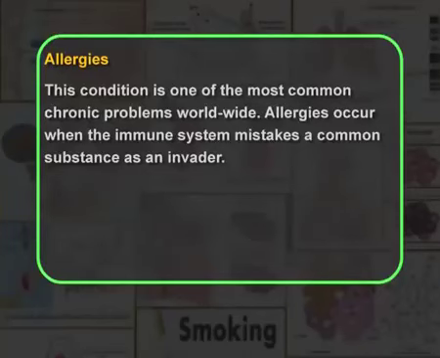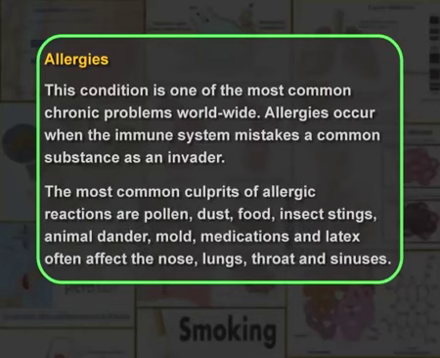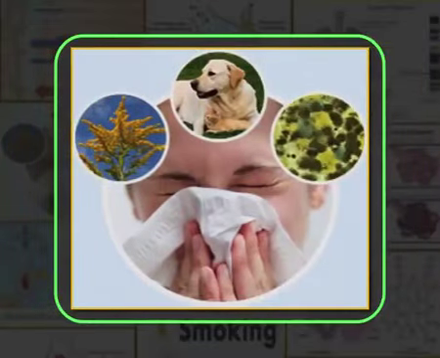Another disease is allergies. This condition is one of the most common chronic problems worldwide. Allergies occur when the immune system mistakes a common substance as an invader. The most common culprits of allergic reactions are pollen, dust, food, insect stings, animals, mold, medication and latex, often affecting the nose, lungs, throat and sinuses. So, these are the allergens.